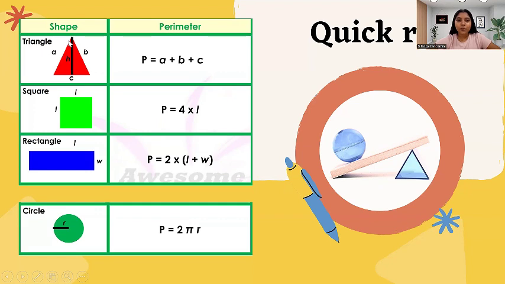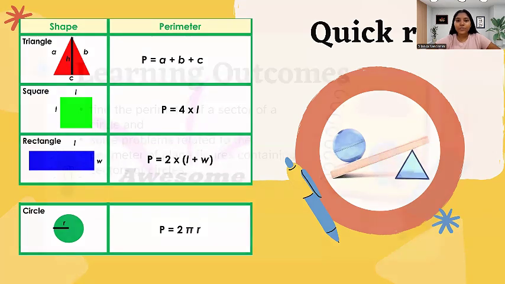And in a square, all the sides are equal. So what we do is, we multiply the length of a single side by 4. And in a rectangle, the opposite sides are equal, so we add this side to this and multiply that value by 2. And also in a circle, you have learned the circumference of the circle. The equation is C equals 2πr. Circumference and perimeter are similar here.